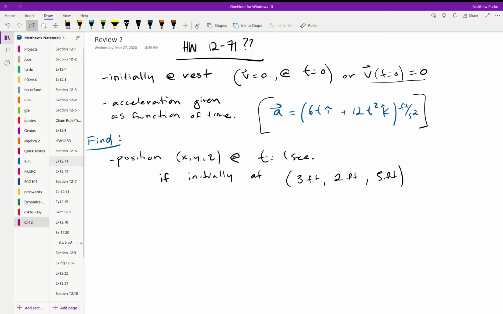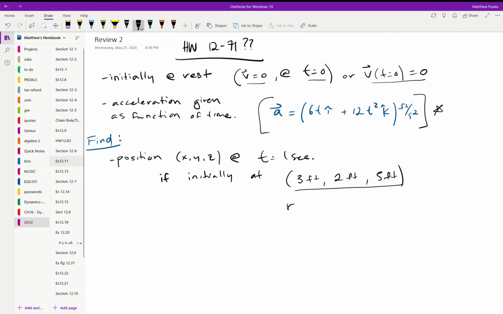Okay, I think this is homework problem 12.71. We have a particle initially at rest. They state that by saying v is equal to 0 at t is equal to 0. They give us the acceleration as a function of time, and they ask what the position is at 1 second if it initially started at 3, 2, 5 feet.